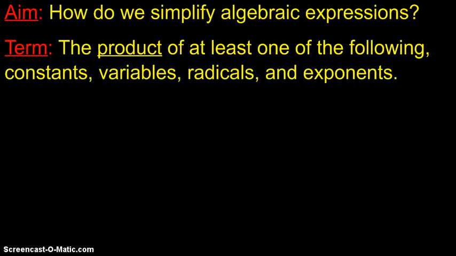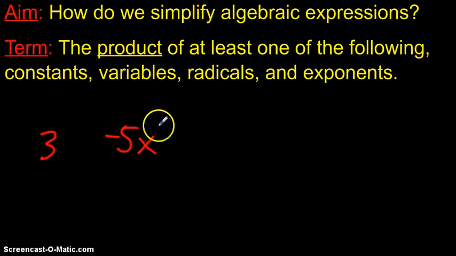So an example of a term would be 3. 3 is a term because it's at least one of the following things. It is a constant. A constant is just a number. Whereas another term would be 5x, because that is a combination of 5 and x. When I say combination, I mean product. These things are being multiplied together. Negative 5x would also be a combination of those things. That's a product of negative 1 and 5 and x.